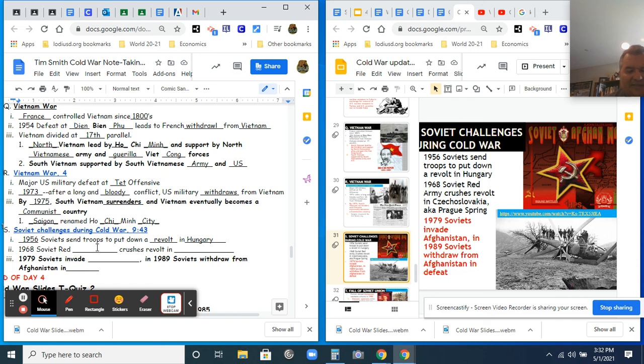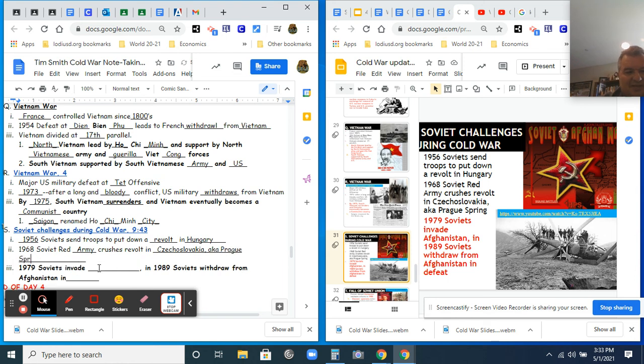The Soviet Red Army is the nickname for the Soviet armed forces. But it's really about the army because the Soviet army is so big. So you got to type in Czechoslovakia and Prague Spring. It's challenging to type Czechoslovakia. If you can type it, you're more likely to remember it. Try it, even though it's tricky and difficult. Prague Spring. Prague is the capital of Czechoslovakia.